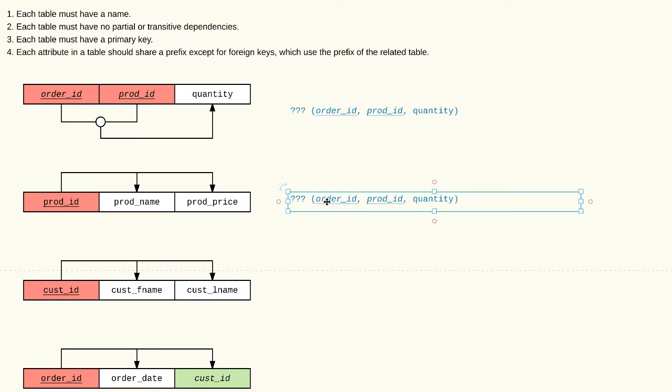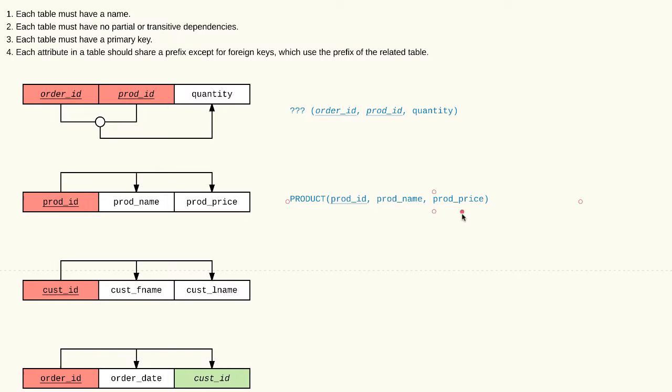What about the next one? Well, the next one is all about products. So I can call this table my product table. Product table consists of a prod ID, a prod name, and a prod price. And prod ID is the primary key, and there are no additional foreign key fields, so we're good there.